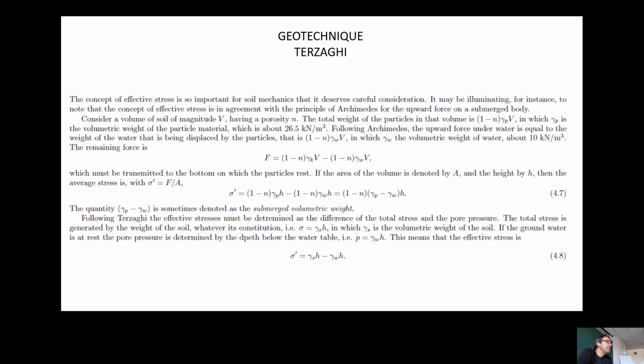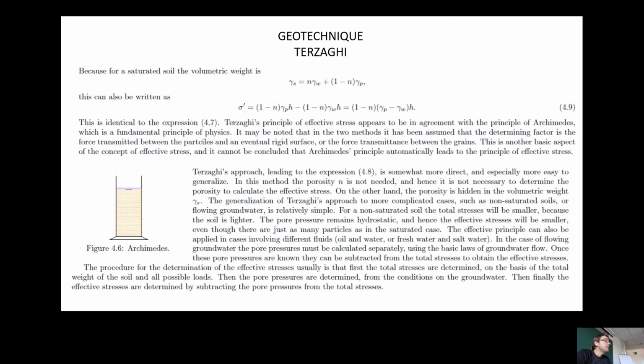This is what we know. And at this point, if sigma is gamma s times h, where gamma s is the volumetric weight of the soil, in this case, for example, 26.5, if the groundwater is at rest, the pore pressure can easily be determined as this. So the effective stress is gamma s, 26.5 times h, minus 10 times h, and this is how we can calculate sigma prime from Terzaghi.